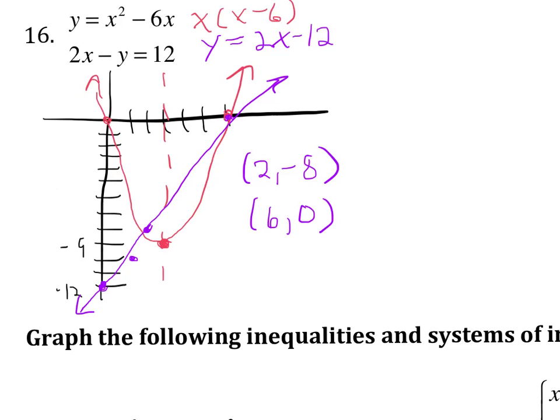And I could always plug those in and double check to make sure that they work for both equations. If you plug a 6 into the first equation, you would get a 0 for y, so we know that works. If you plug a 6 and a 0 into the second equation, you would get 12. And if we plugged a 2 in, 2 squared, which is 4, minus 12 is negative 8. So it looks like it works for the first one, and it would definitely work for the second. So those look like my 2 points of intersection.